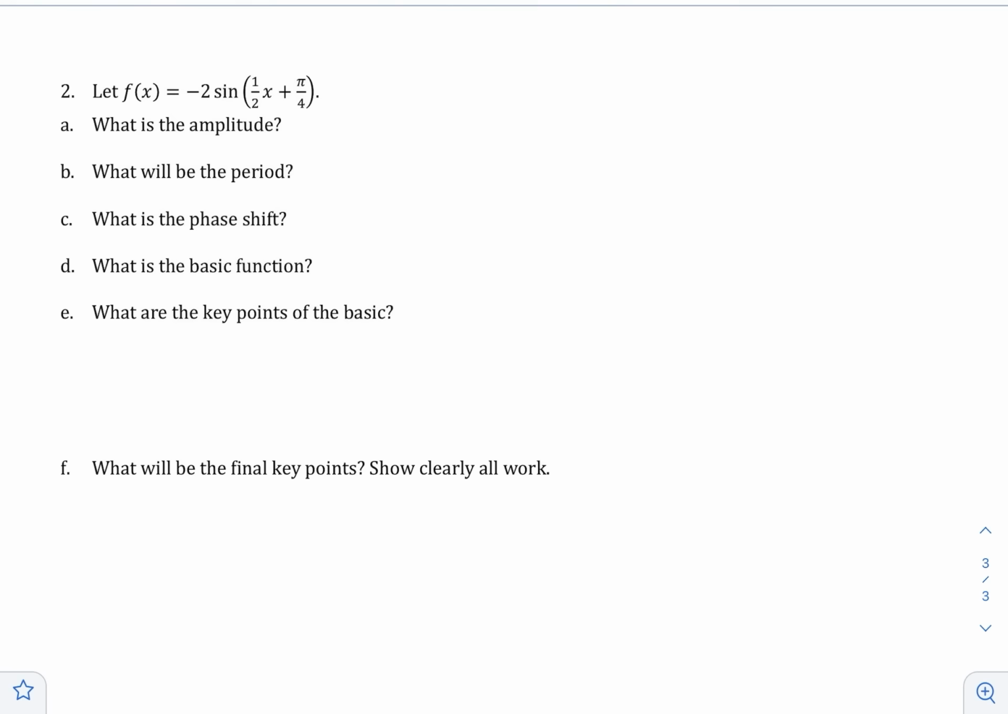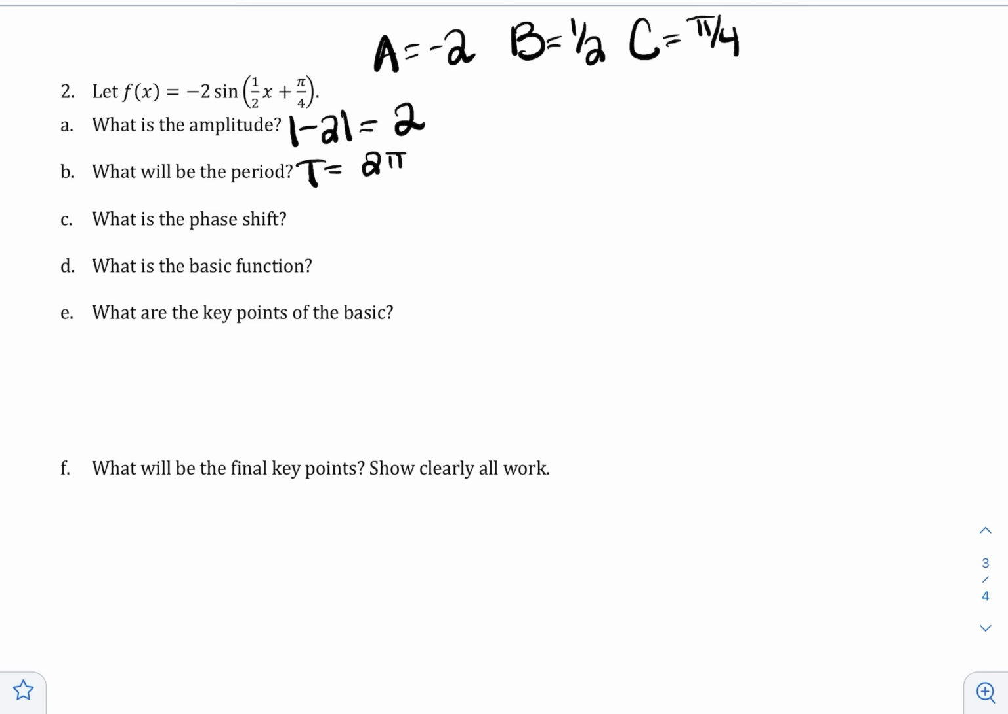Okay, that's right. So A is negative 2, B is 1/2, C is a positive pi over 4. My amplitude is the absolute value of negative 2, so it's 2. So it's going to change my range. It's going to make it bigger. My period is 2 pi over b. This is 2 pi over 1/2, which is equal to 2 pi times 2 over 1, which is equal to 4 pi. So now it's going to be bigger, my graph. The cycle is going to repeat in larger amounts.